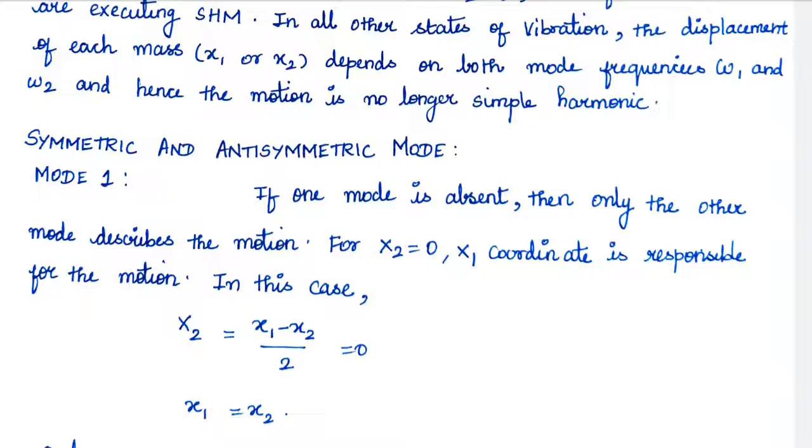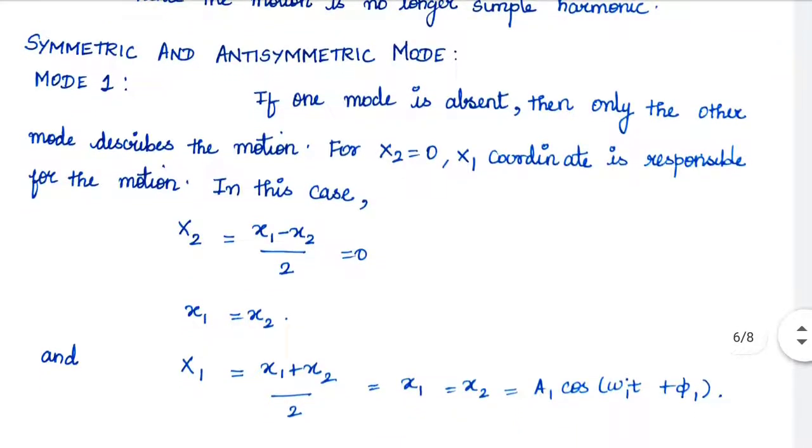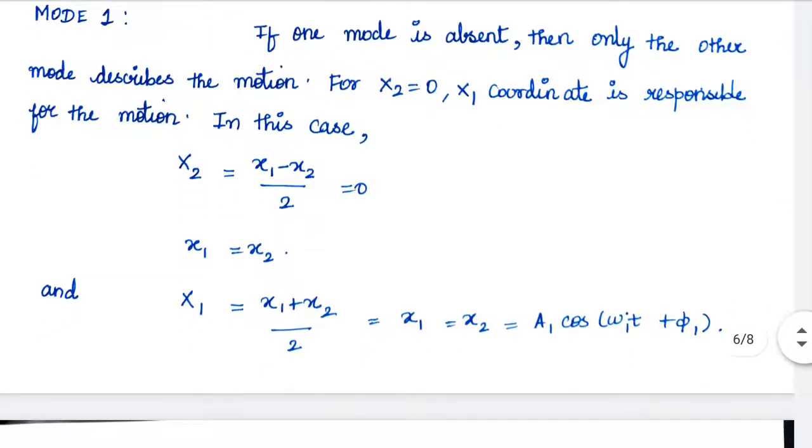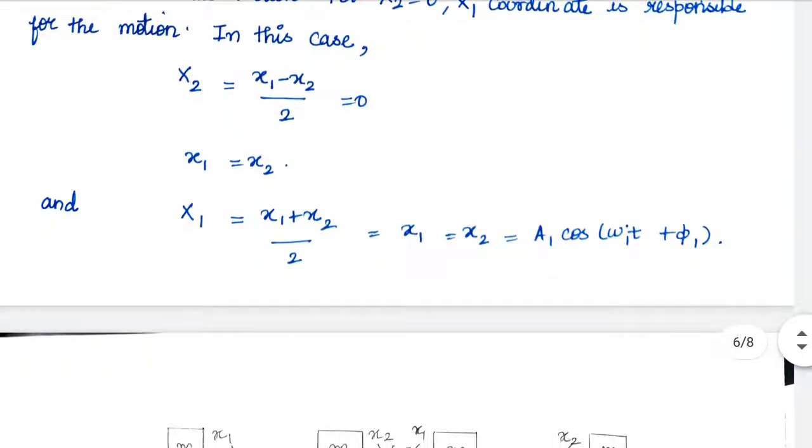So let us discuss what the two modes are. We can say the two modes are the symmetric and antisymmetric modes. So in one mode, if you say X2 is equal to 0, the X1 is responsible for the motion of the coupled oscillator. In this case, X2 is equal to (x1 minus x2) by 2 is equal to 0, which will give x1 is equal to x2.